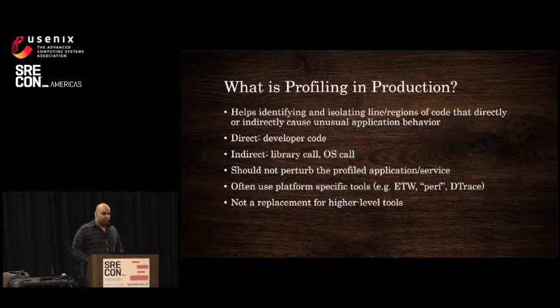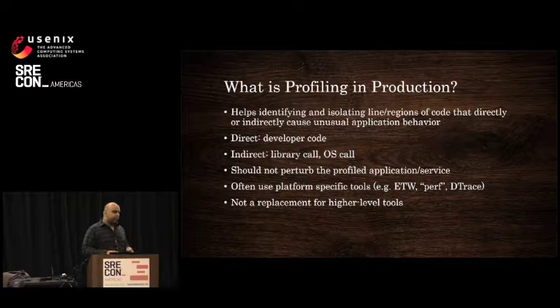So what is profiling in production? Succinctly, it's basically the capability to identify and isolate lines or regions of code that have unusual application behavior. They could be highly latent requests, or they're taking down your machines, but basically something unusual. It could be directly related to a developer code check-in, or it could be an indirect consequence of a library call that you're making, or an operating system call that you thought was previously too infrequent, but it is now more frequent.